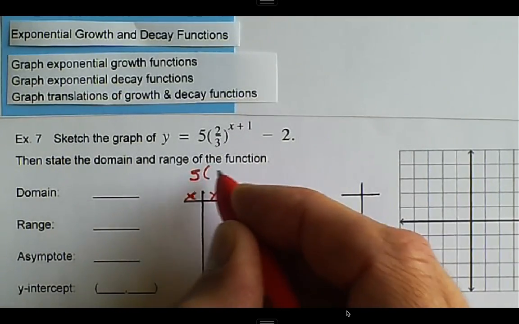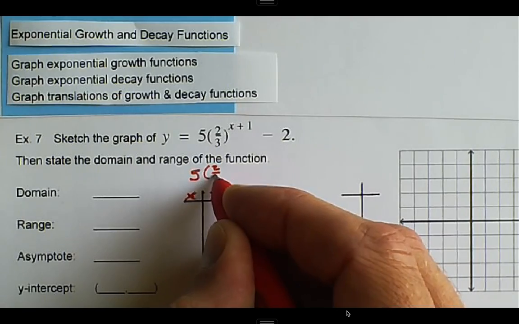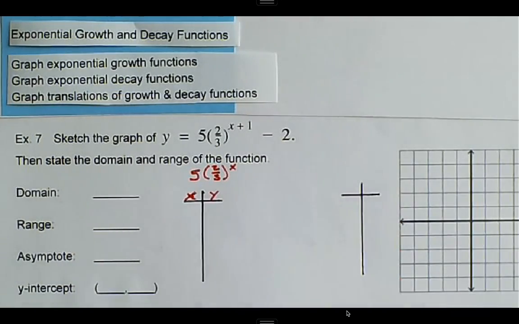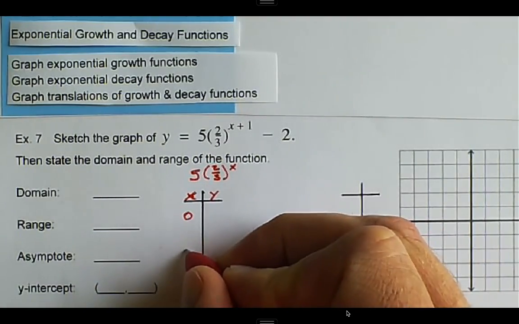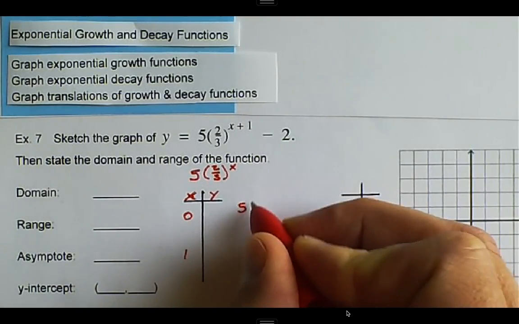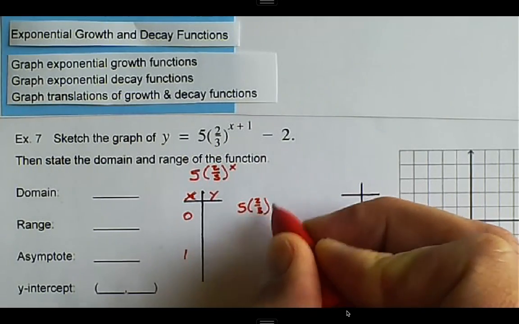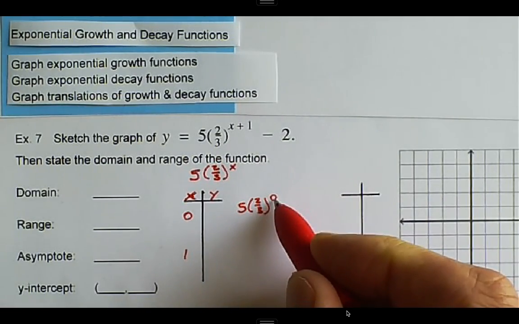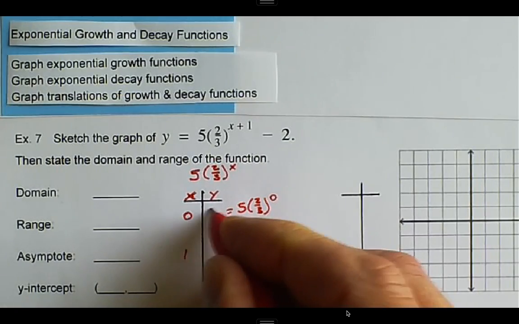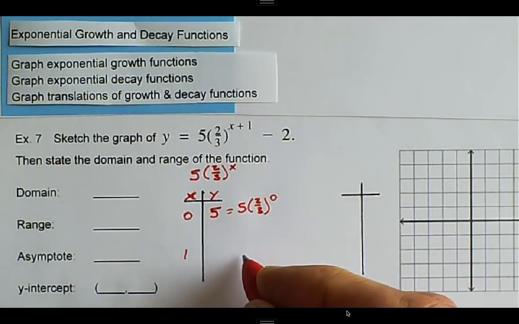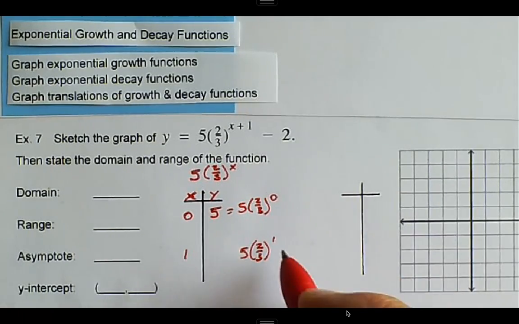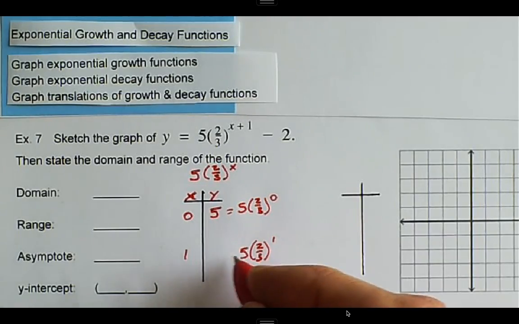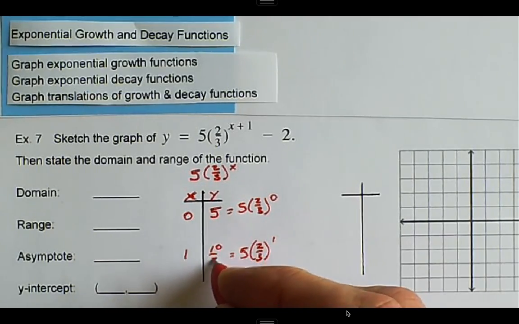out what the points would be for 5 times (2/3) raised to the x power. So I'll still pick 0 and 1. 5 times (2/3) to the 0: (2/3) to the 0 is 1, times 5. So that point is equal to 5. And 5 times (2/3) to the first power, 2 times 5 is 10, so that's equal to 10/3.